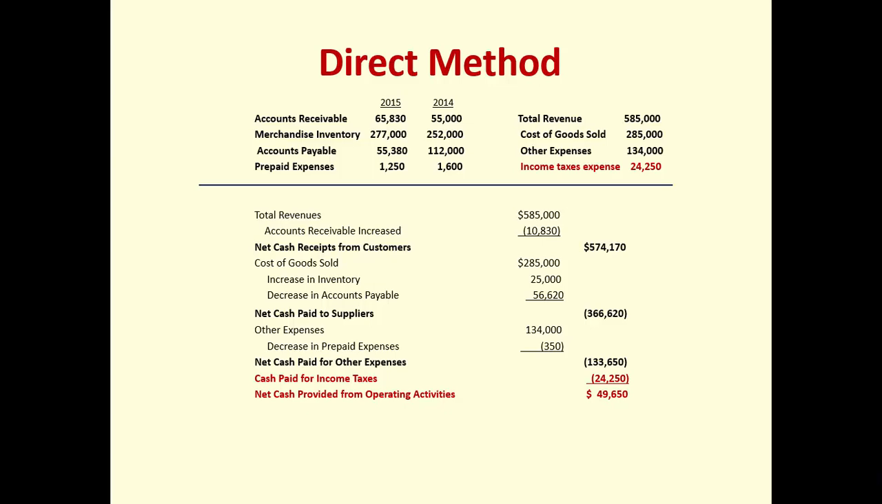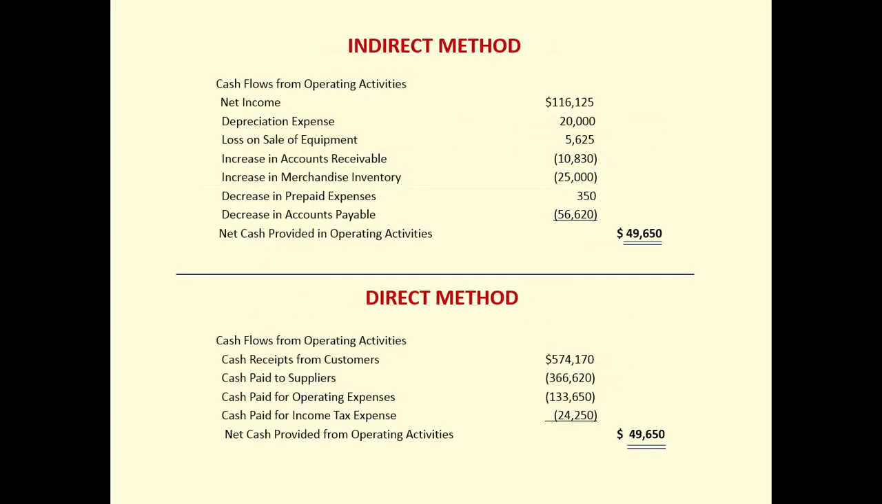So here is just the numbers that you solved for. But how is it going to look on the statement of cash flows? The top, the indirect method, this was that reconciliation of net income to cash from that first video. Look at the bottom, using the direct method, cash received from customers, cash paid to suppliers, cash paid for operating expenses, cash paid for income tax expense.